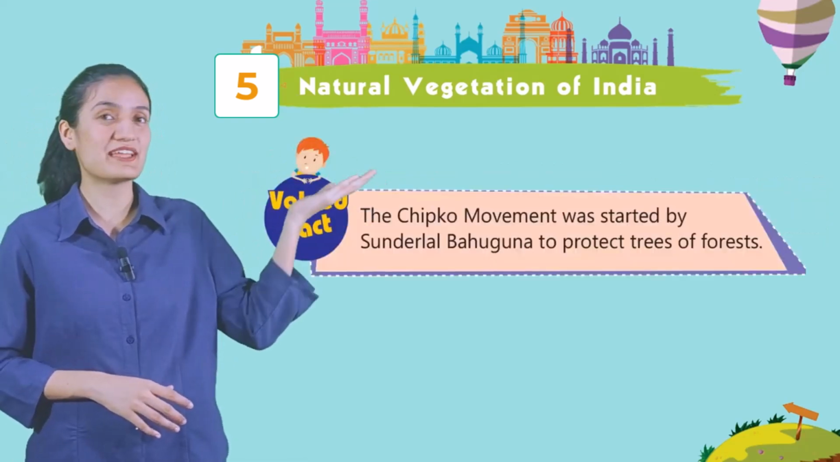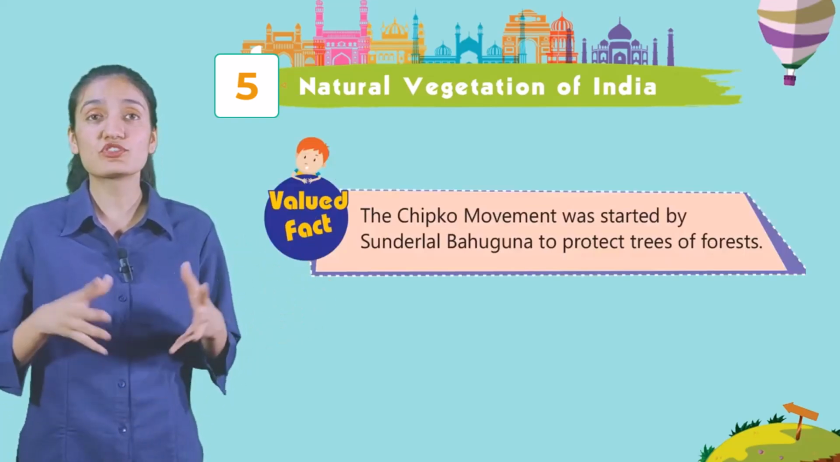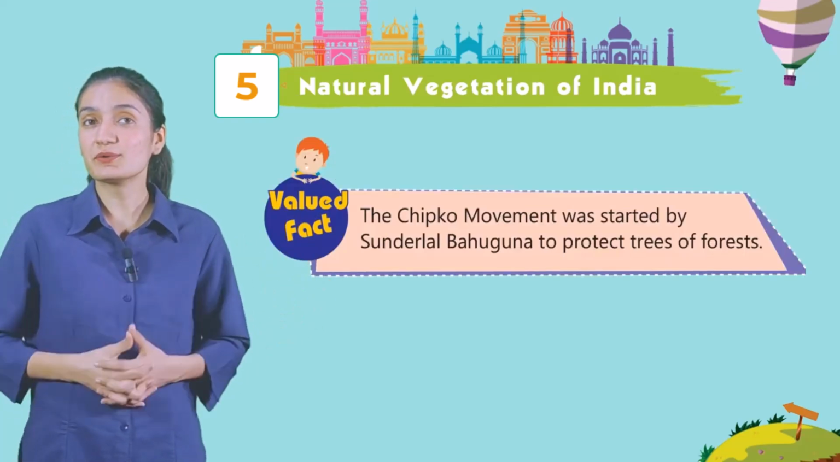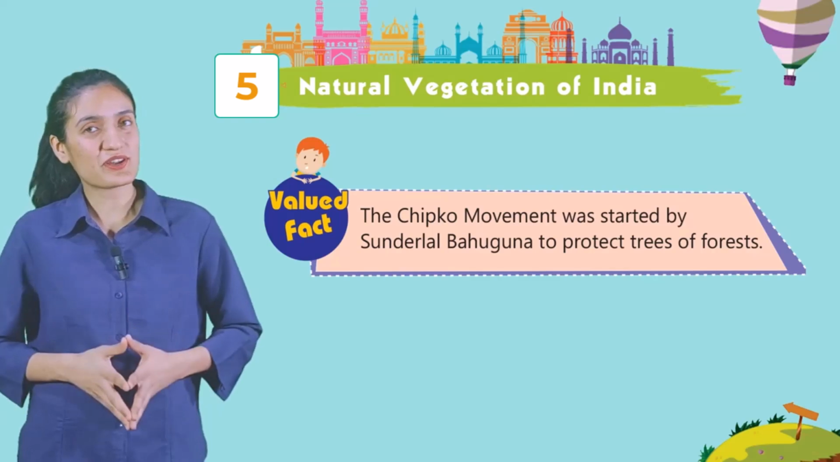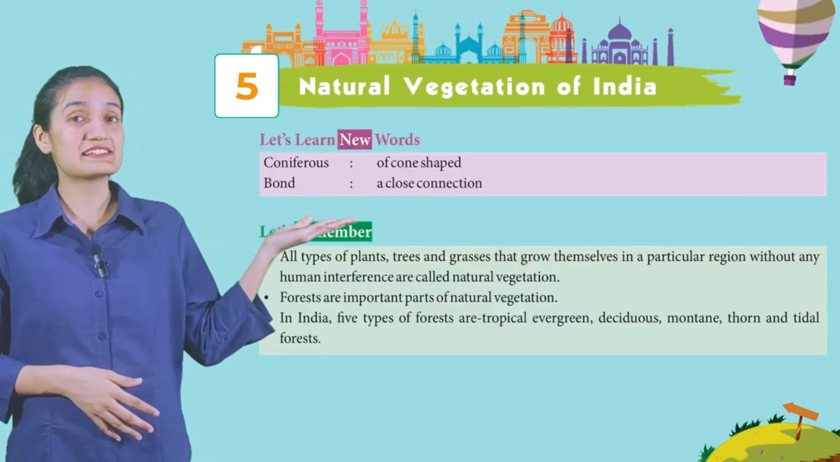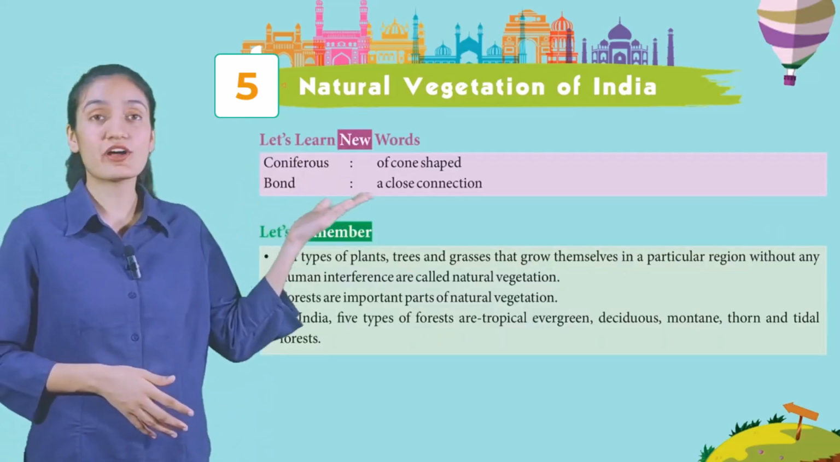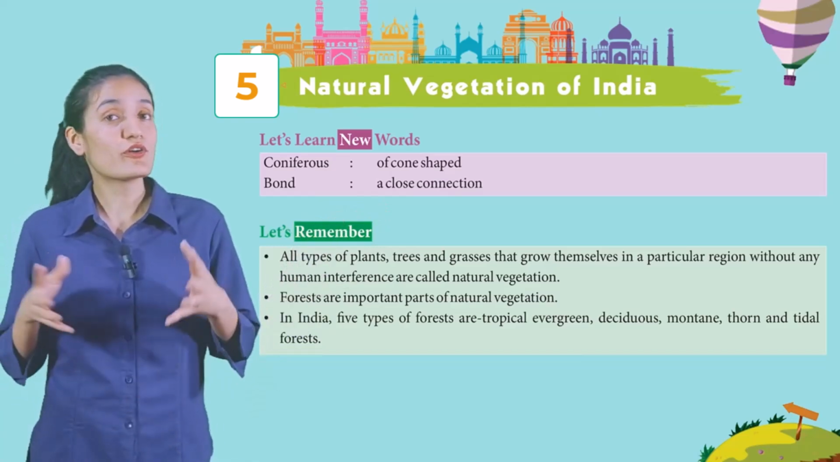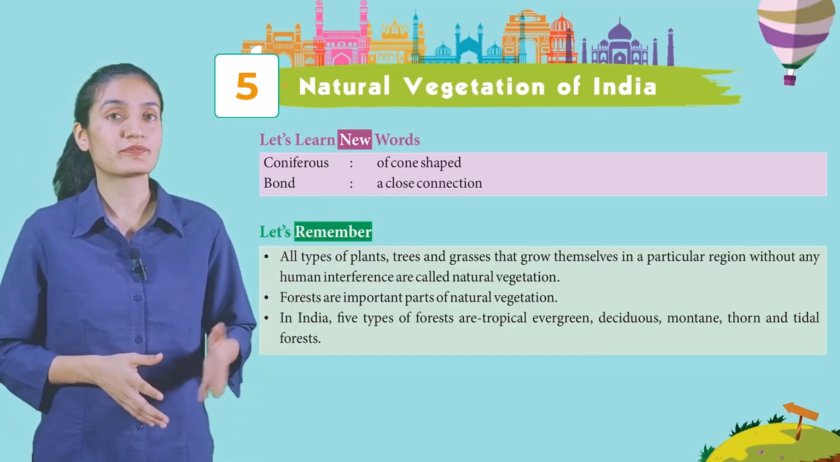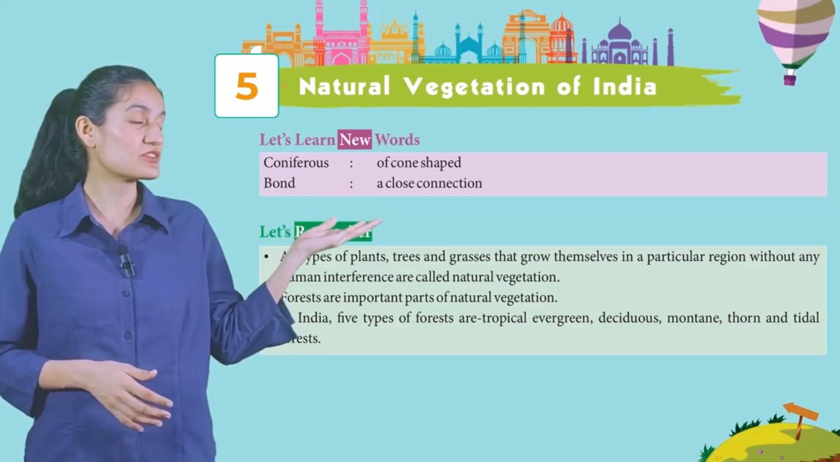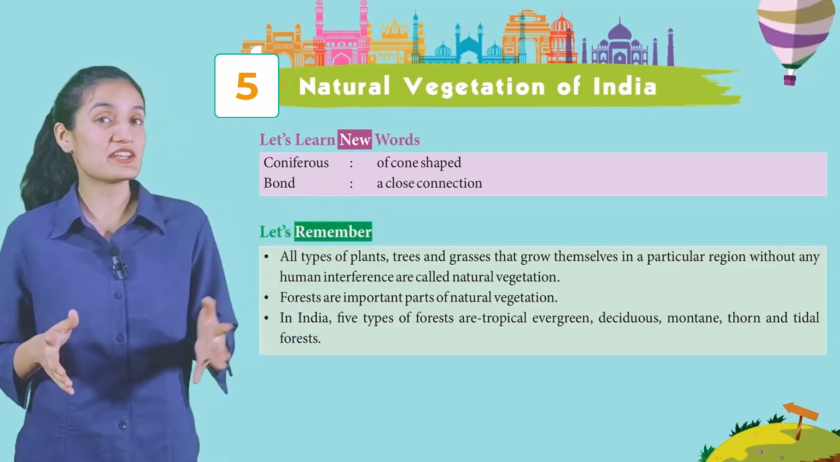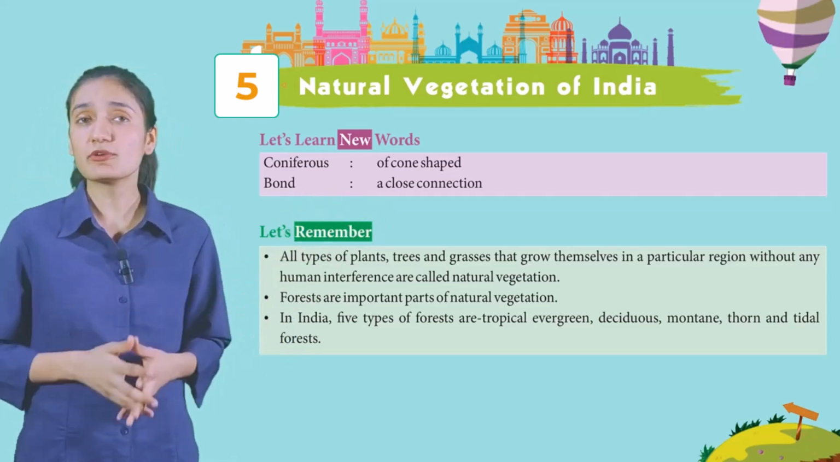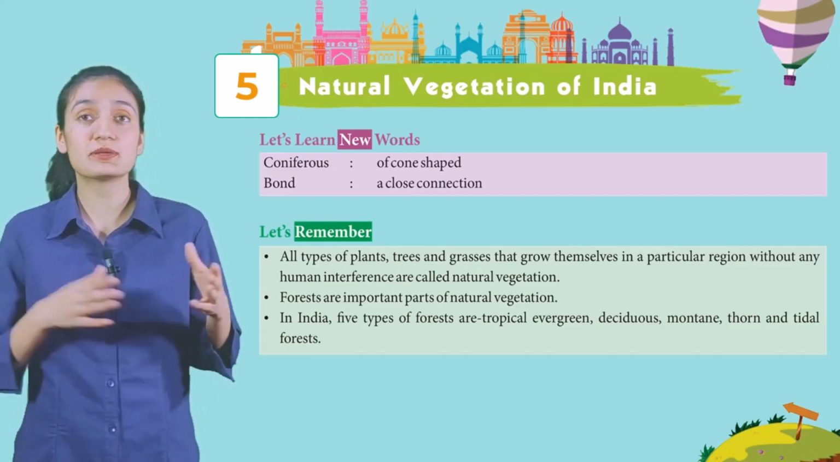Now let's see the valued fact. The Chipko movement was started by Sundarlal Bahuguna to protect trees of forest. Now let's learn the new words. Here are coniferous, of cone shape, bond, a close connection.